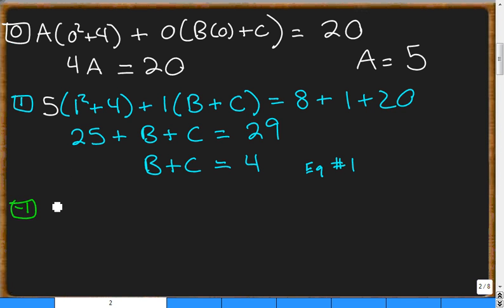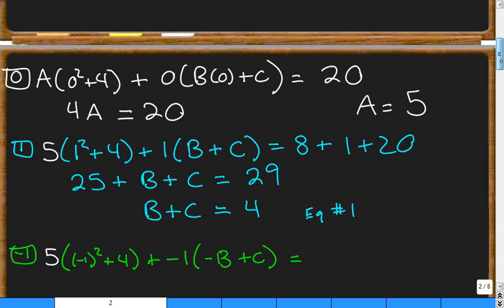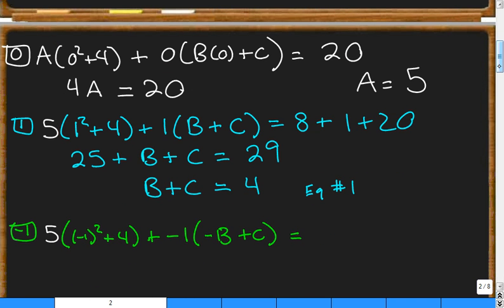So again, we found that A was already 5. So we're going to get 5 times (-1)² plus 4, plus (-1 times B times -1, which is -B) plus C, and that equals, again, 8x², which is going to be 8, plus x, which is plus a -1, minus 1, and then plus 20.